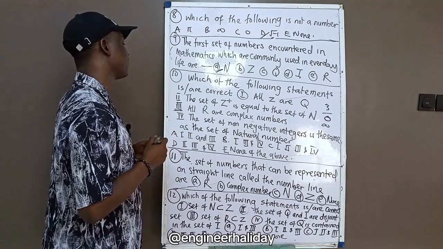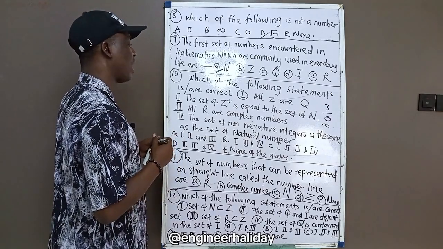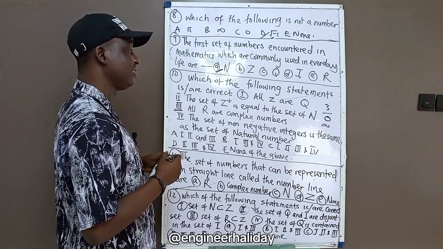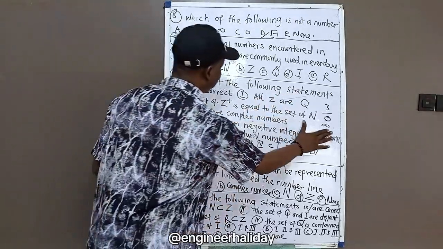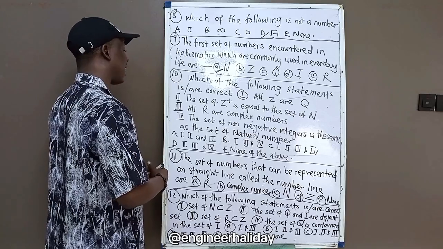So which of the following set statements is or are correct? All Z are Q? Yes, all integers are rational numbers. Go and check my video, please, so that you can get that. All integers are rational numbers.